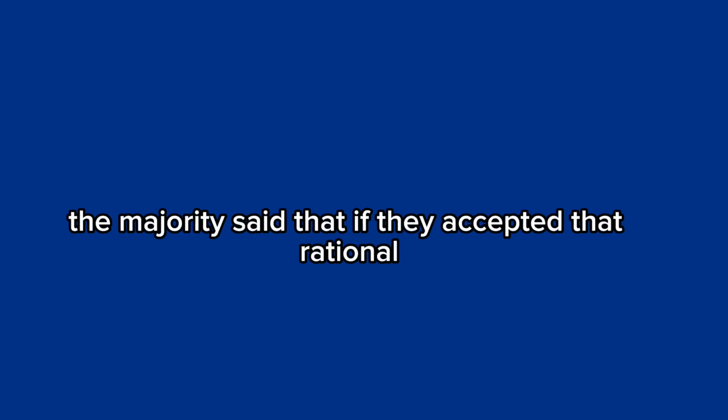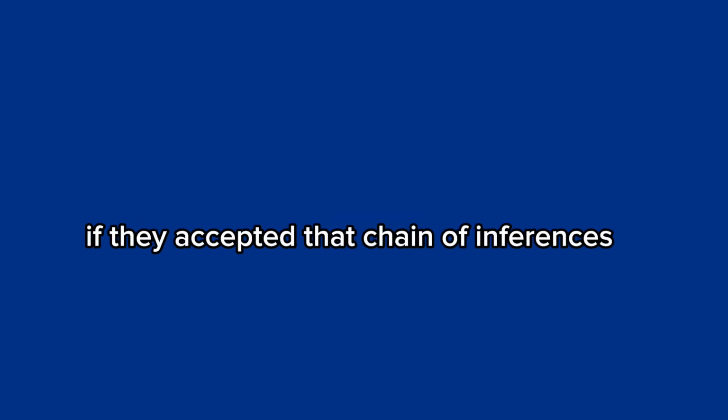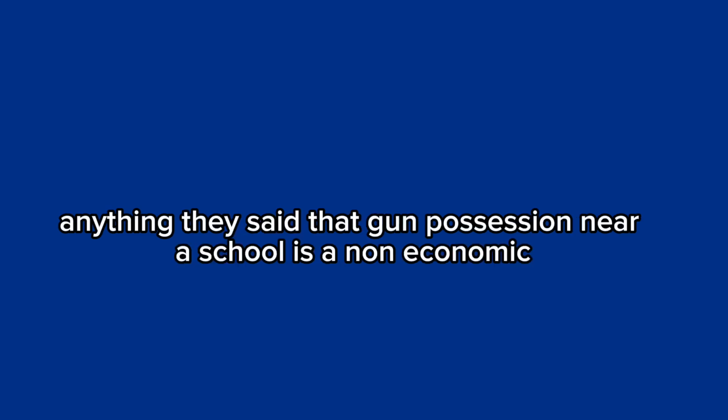What was their reasoning? The majority said that if they accepted that rationale, if they accepted that chain of inferences, then there is literally no activity in America that Congress couldn't regulate. Anything could be tied back to the economy somehow. Anything. They said that gun possession near a school is a non-economic criminal activity. It's something that states have always policed. The link to commerce was just too weak, too indirect, what they called too tenuous, and allowing it would effectively grant Congress that forbidden general police power. It's the classic slippery slope argument. If we let them regulate this, there's nothing left for the states to do. That's the core of it.